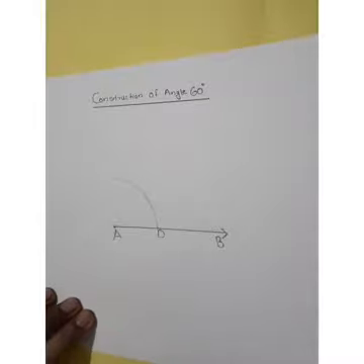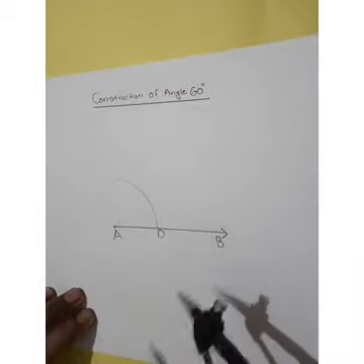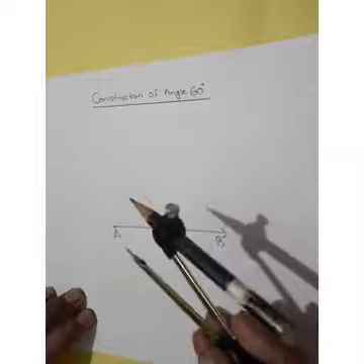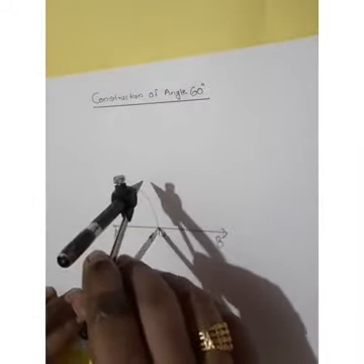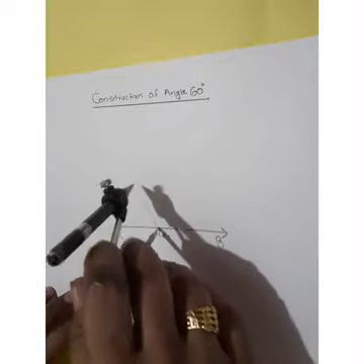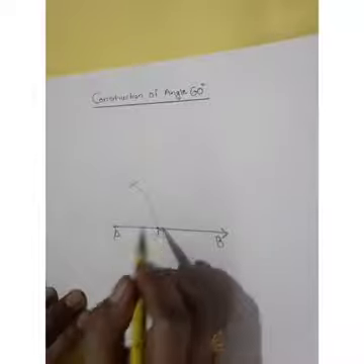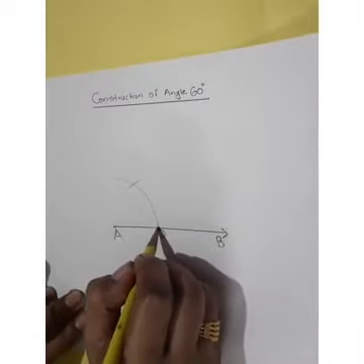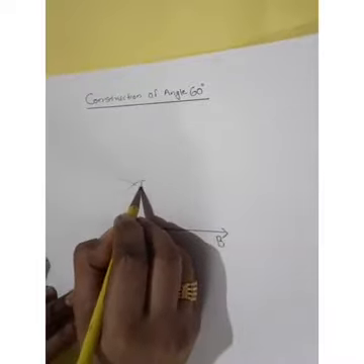And one more arc we have to draw, that is from D, with D as center and with the same radius, the previous radius. You need to draw an arc intersecting the previously drawn arc at one point, that is E. I am going to name that point E. So, from D, draw another arc which intersects that previously drawn arc at the point E.